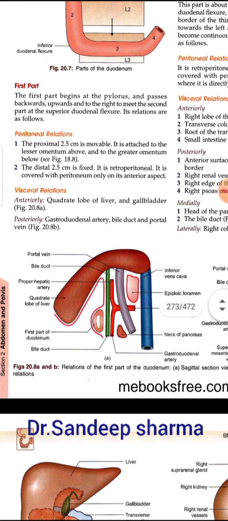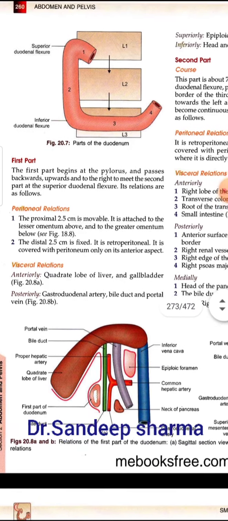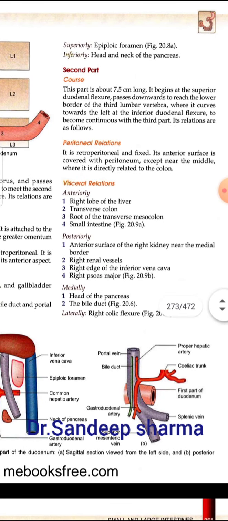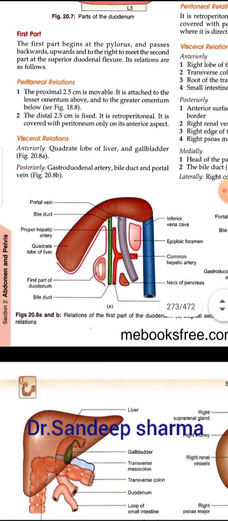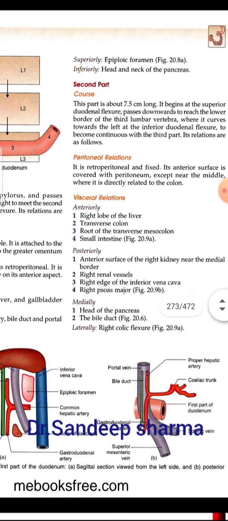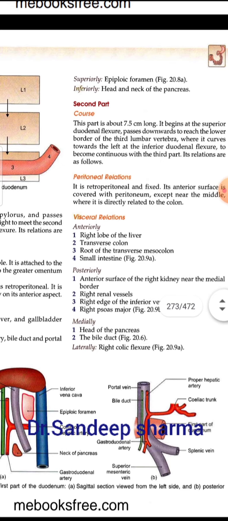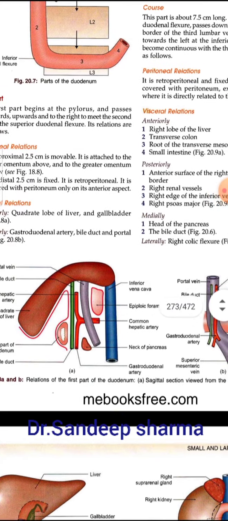In the diagram you can see the relations of the first part of the duodenum. Superiorly the first part of the duodenum is in relation with the epiploic foramen, and inferiorly it is in connection with the head and neck of the pancreas.